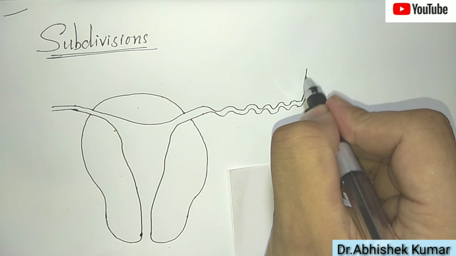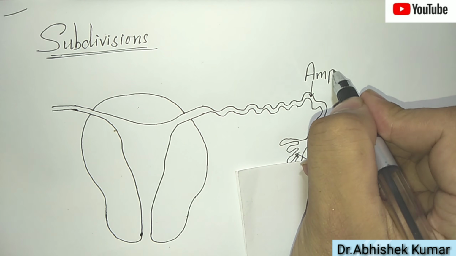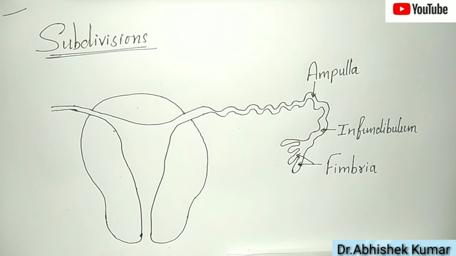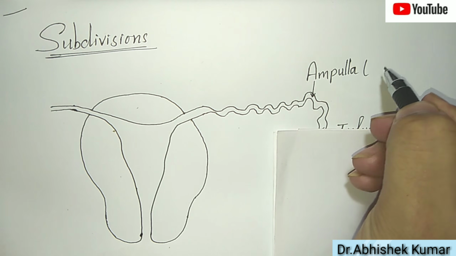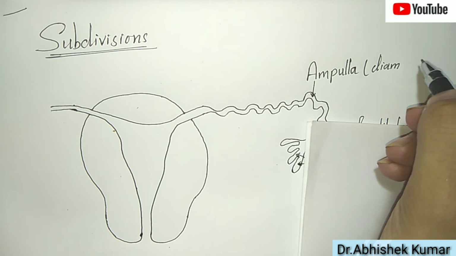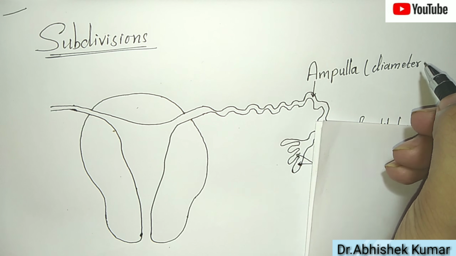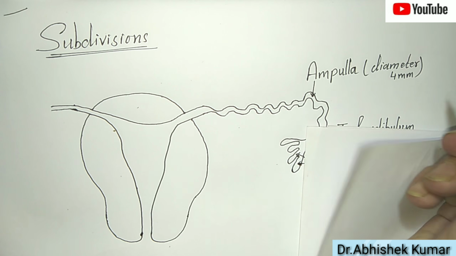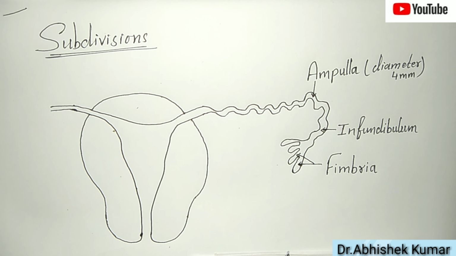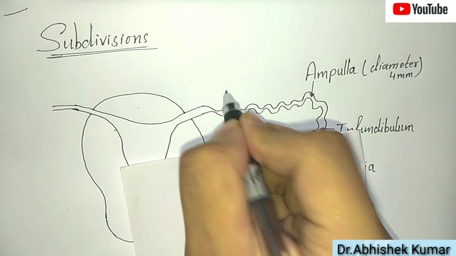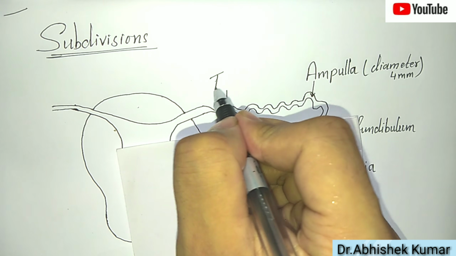Now come to the ampulla. The part of the uterine tube medial to the infundibulum, this ampulla is situated medial to the infundibulum. The ampulla is a thin-walled, dilated, tortuous part and forms approximately the lateral two-thirds. It is about 6 to 7 centimeters long and its diameter is about 4 mm, and this is the site for fertilization. The ampulla is the site for fertilization. Point to be noted. Okay.